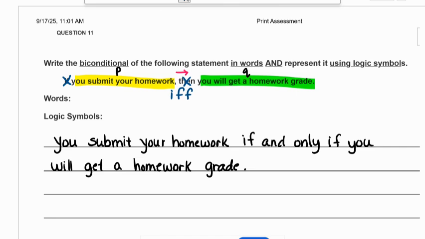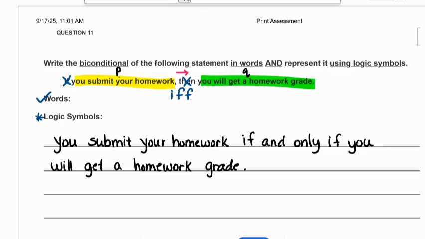Now, we can't forget to do the second part. Look, we've written it in words. Now we have to write it in logic symbols. For logic symbols, you would keep the hypothesis first or second. Y'all, biconditionals can go either way. I usually just leave it the way it is.